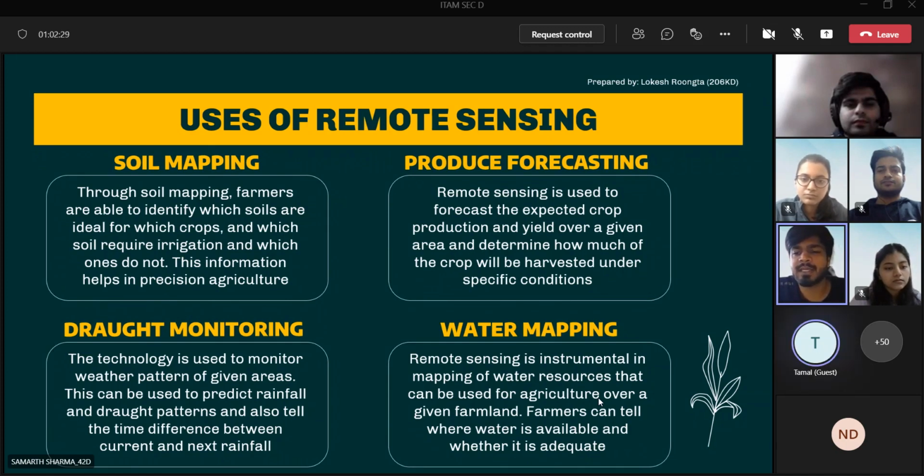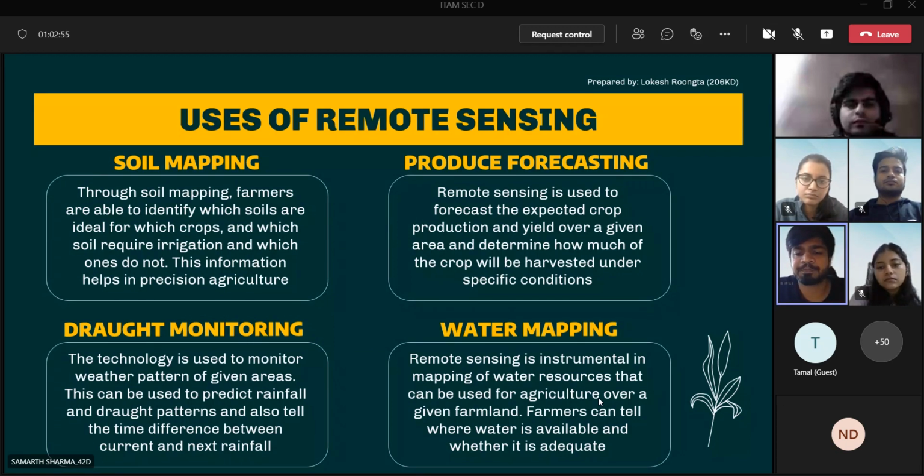Remote sensing is used to monitor the weather pattern of a given area, and the technology also monitors the drought patterns of the area. This information can be used to predict the rainfall and also tell the time difference between the current rainfall and the next rainfall, which helps to keep track of the drought conditions in the area.